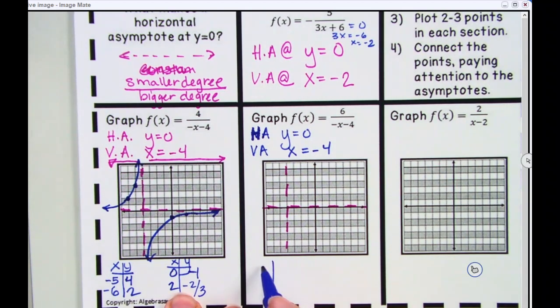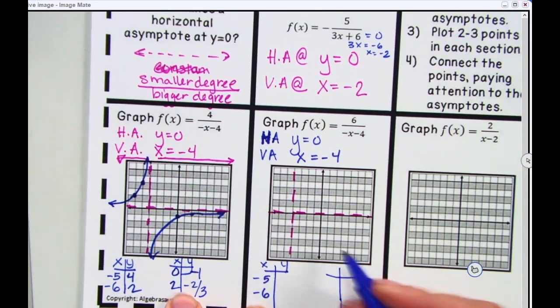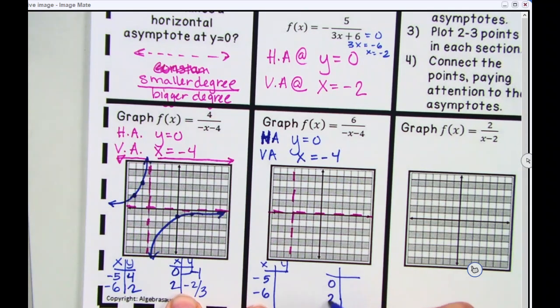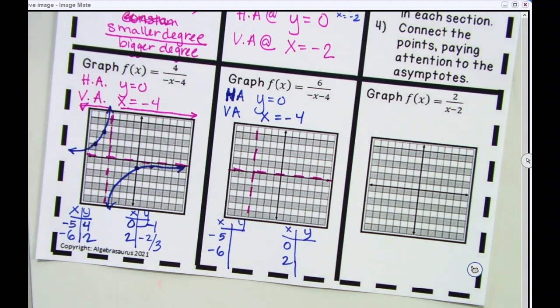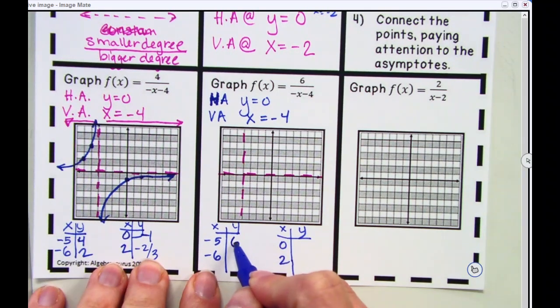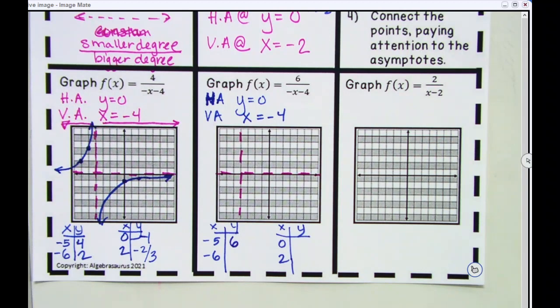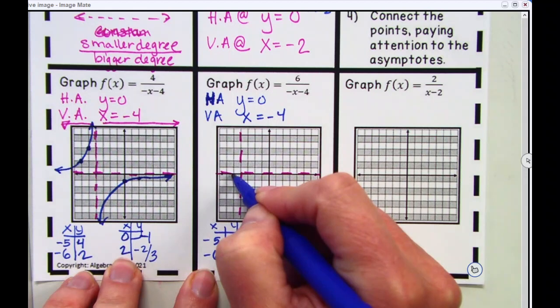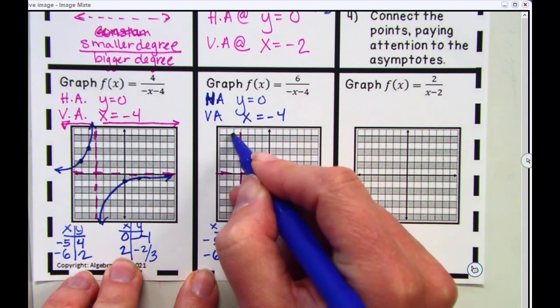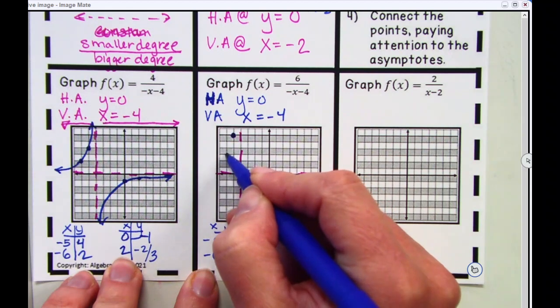Let's pick the same values then, shall we? X and Y, -5 and 6. On this side, you guys liked 0 and 2. Has somebody already plugged in -5 for me? And then if we plug in 6, 6 minus 4 is 2. 6 divided by 2 is 3. All right, so at -5 it was 6. At 6 it's 3.